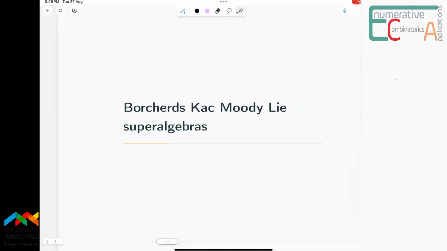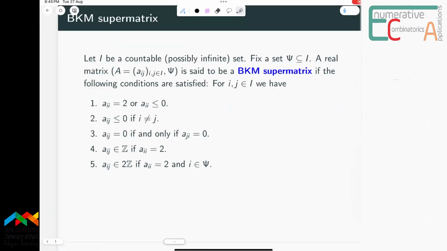So I will define what are Borcherds-Kac-Moody superalgebras. First I am defining a Borcherds supermatrix. This is just like in Lie algebras, where we have a generalized Cartan matrix. So this is a generalization of that.